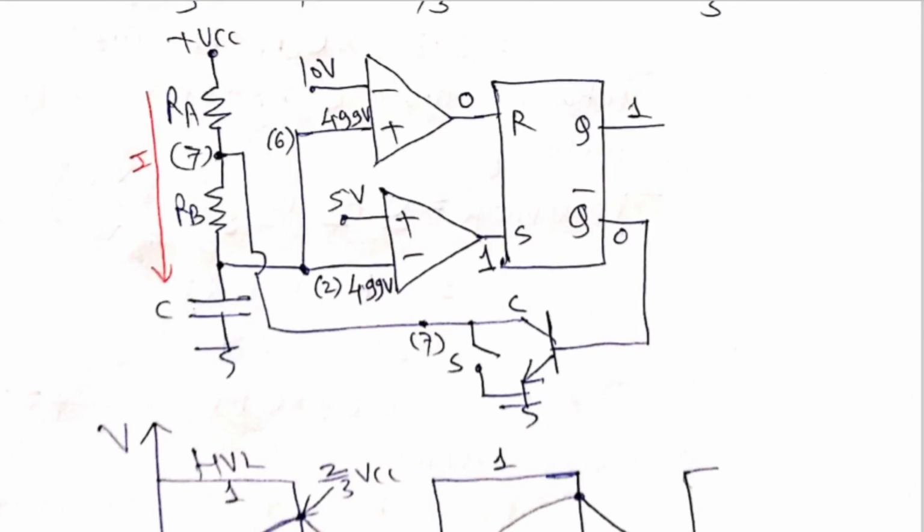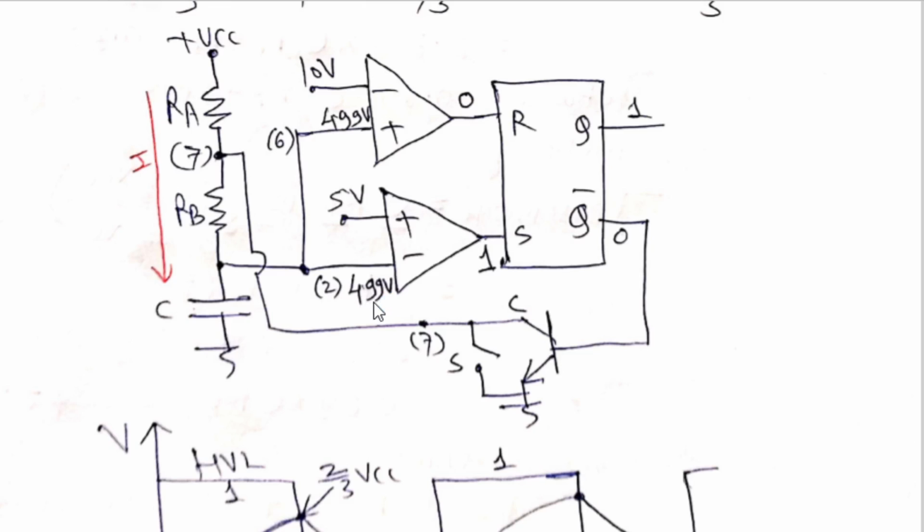And you will understand now that this is plus VCC 15 volt, that is 10 volt, this is 5 volt. Now here I have considered 4.99 volt. As soon as this becomes 4.99 volt, no doubt this terminal is also short circuited to this terminal. Therefore, voltage across capacitor simultaneously gets applied at pin number 2 and 6. So this also becomes 4.99 volt.